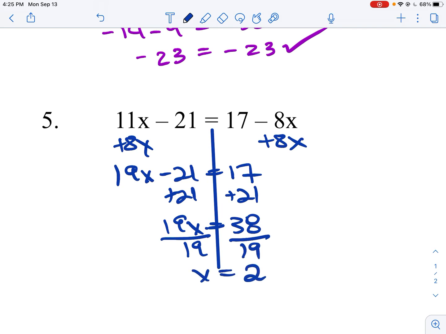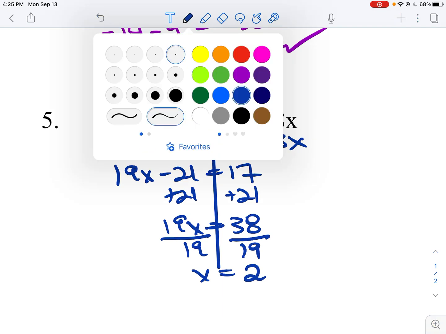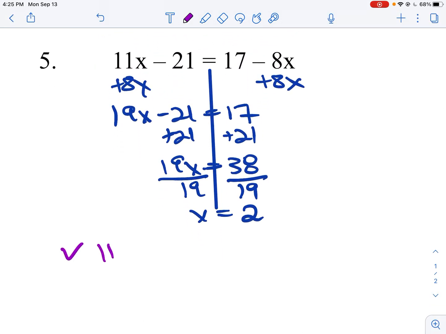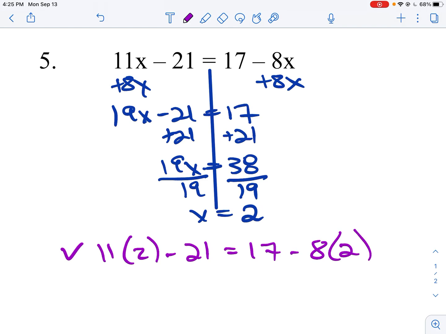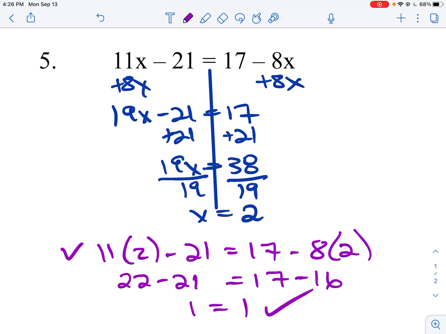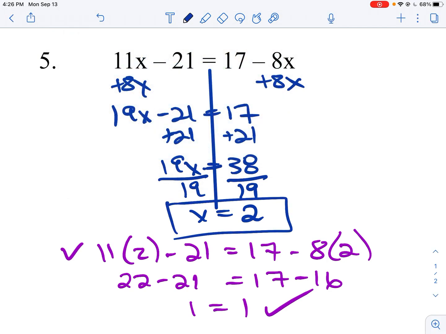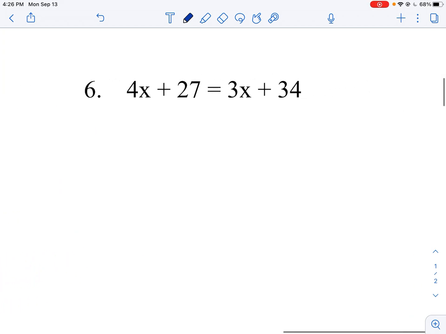Divide by 19. FYI, 19 times 2 is 38. So then I check my work to make sure it's correct. 11 times 2 minus 21 equals 17 minus 8 times 2. So 22 minus 21, 17 minus 16, 1 equals 1. Voila, I have the correct answer. X equals 2.